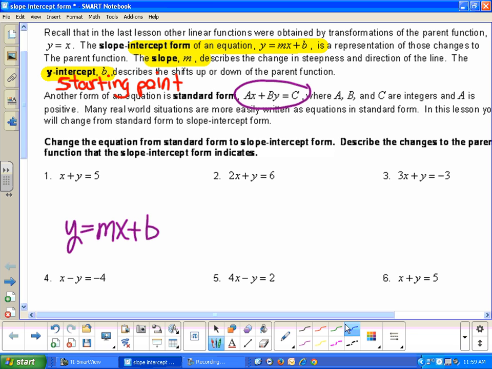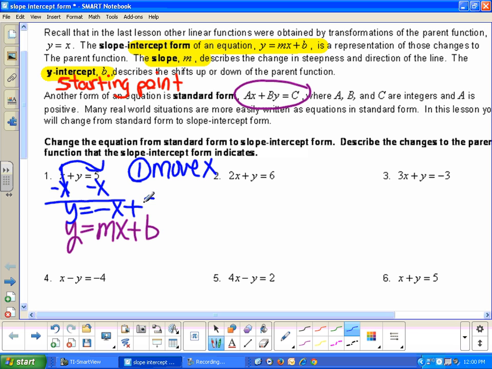To do that, this is in the wrong place. What happens to a number when you have to go across the equal sign? What do you have to do with it? They do the opposite, right? So, opposite of positive is negative. So the first thing we're going to do is move that. How do you change the sign? So y is equal to negative x plus 5.